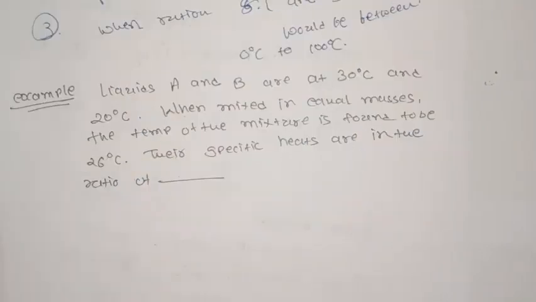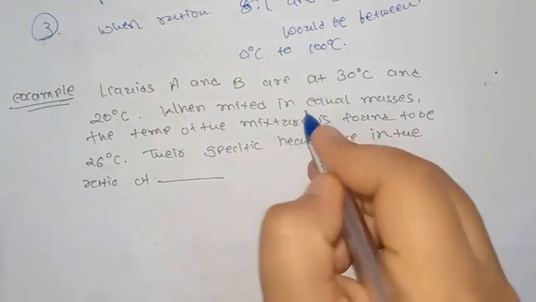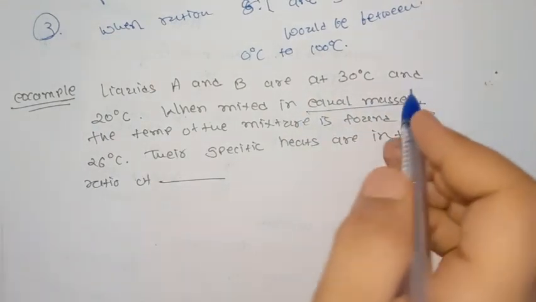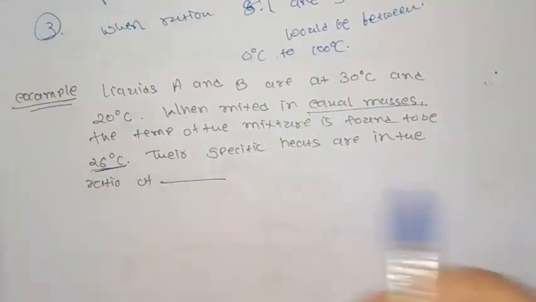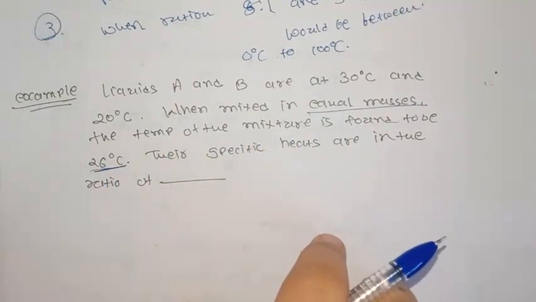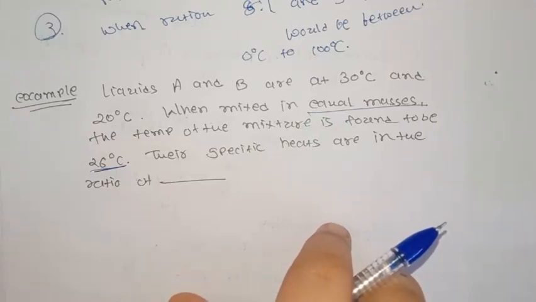In this example, liquids A and B are at 30 degrees Celsius and 20 degrees Celsius. When they are mixed in equal masses, the temperature of the mixture is found to be 26 degrees Celsius. We want to find the ratio of their specific heats.